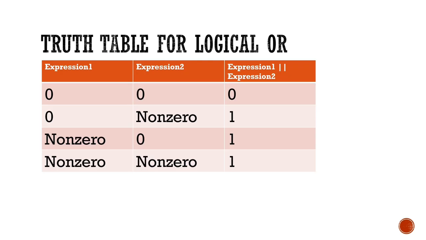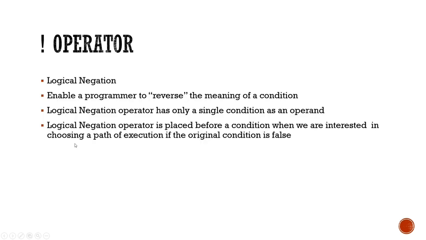Again, a truth table is established for logical OR. So you can see, if both expressions are 0 or false, the output is false. But if either of the expressions is non-zero or both are non-zero, you will have a true output. Then we have also the NOT operator. That is the last one under complex operators.